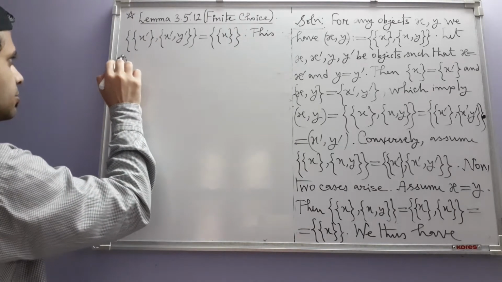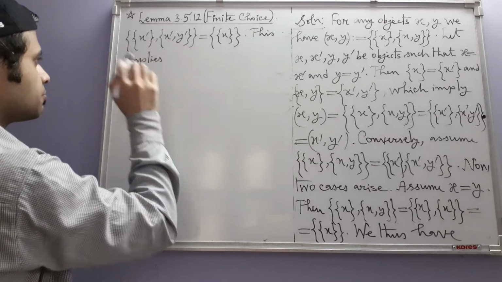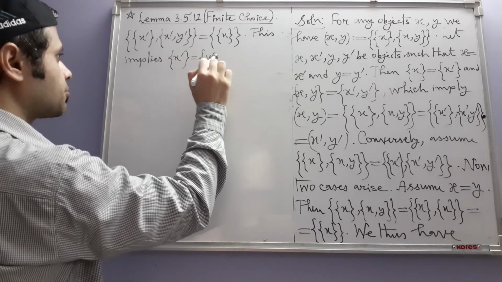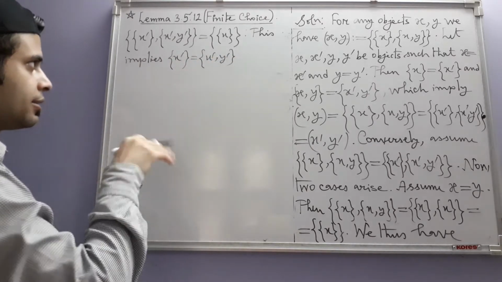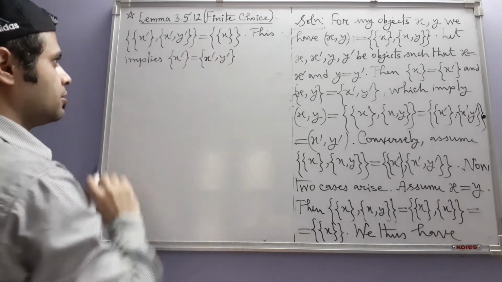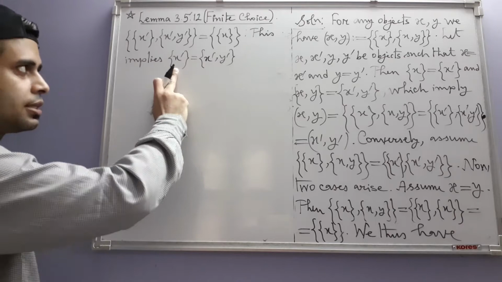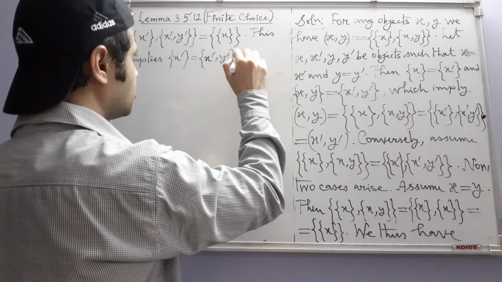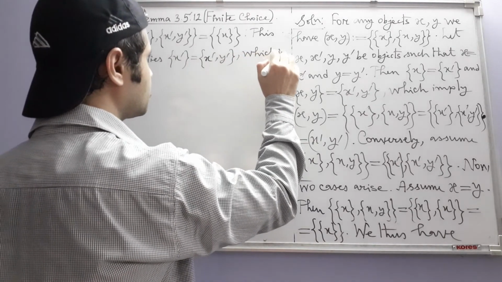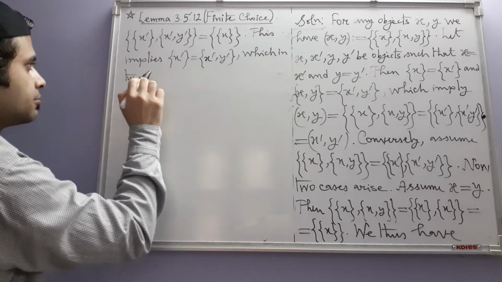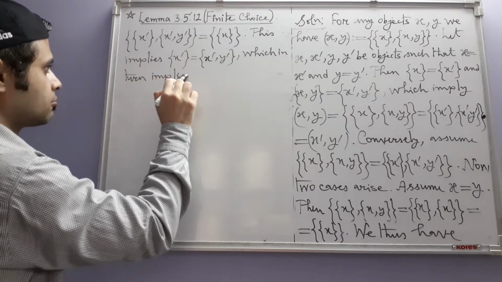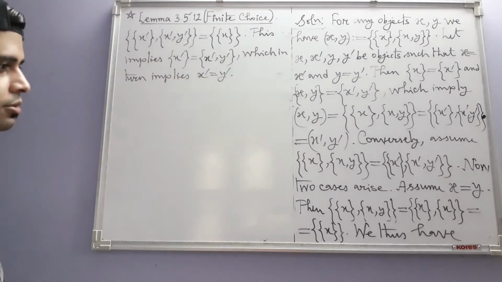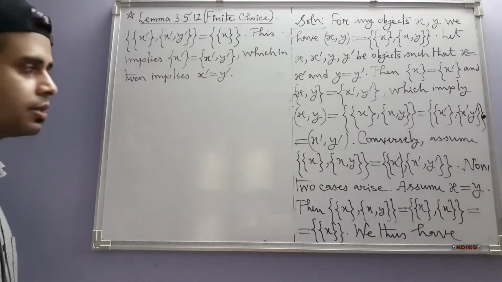So this implies x prime is equal to x prime comma y prime, and then using the same logic, this set also is a singleton set, so this must also be a singleton set. This implies this, which in turn implies we must have x prime is equal to y prime. So x is equal to y, x prime is equal to y prime.